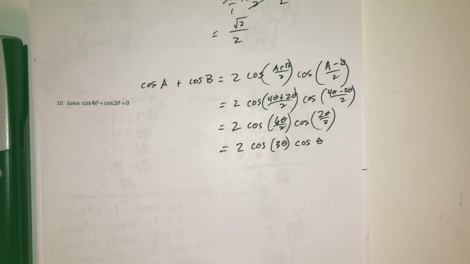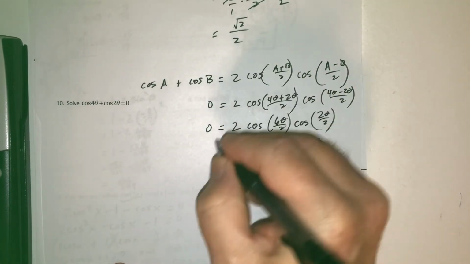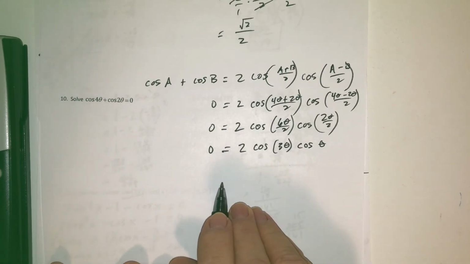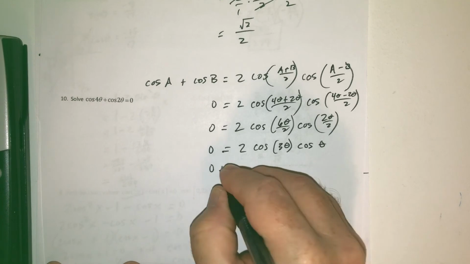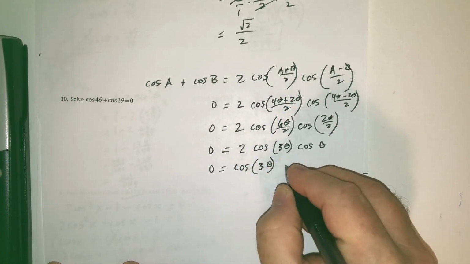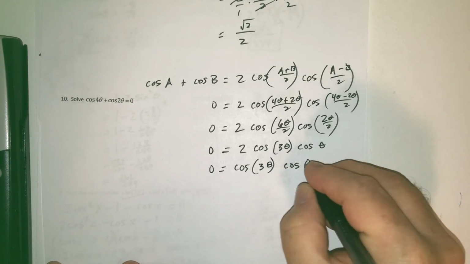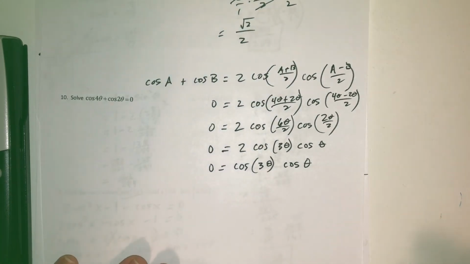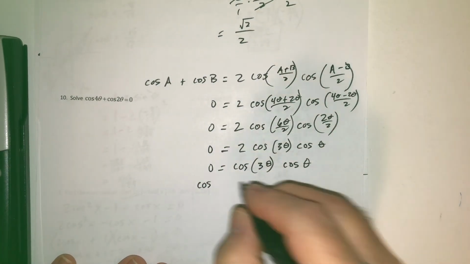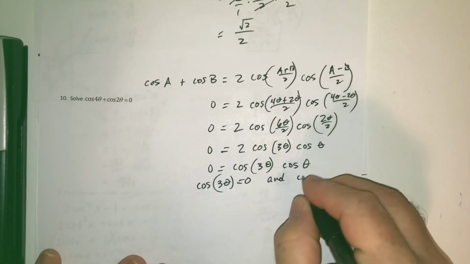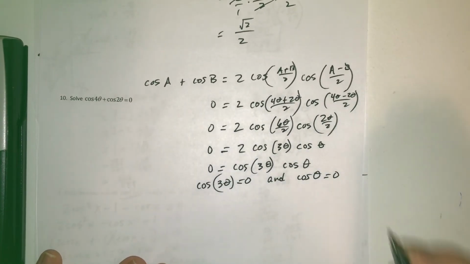Okay. Now we're going to solve that. We want it equal to 0, so let's put the 0 over here on the left. Now we're going to divide each side by 2, and that means 0 is equal to the cosine of 3 theta times the cosine of theta. Now we can set each of those factors equal to 0, so the cosine of 3 theta equals 0, and the cosine of theta equals 0.